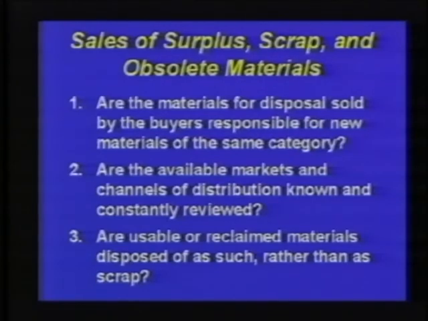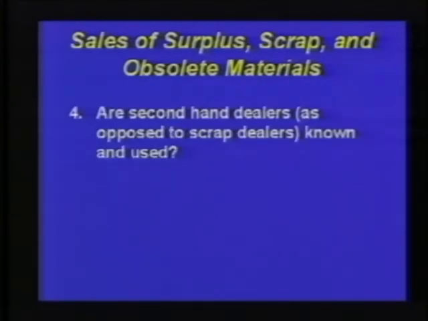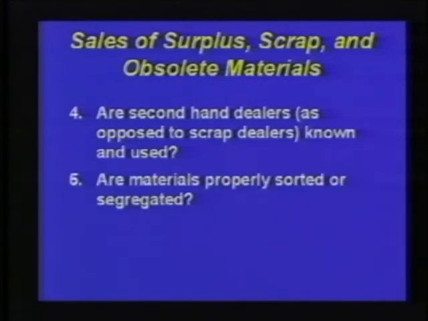And item number 4 are second-hand dealers known, as opposed to scrap dealers. Don't sell anything to a second-hand dealer. The material is going to wind up somewhere in the marketplace in the near future. 5 are materials properly sorted or segregated. And this has to do especially with the selling of high dollar, let's say, cost alloys. If you mix it, you get the lowest cost. If you keep them separate, you get the highest cost.